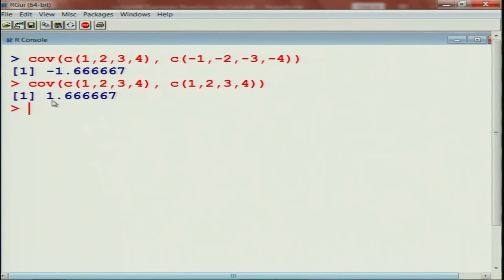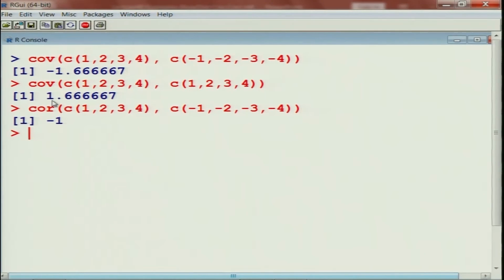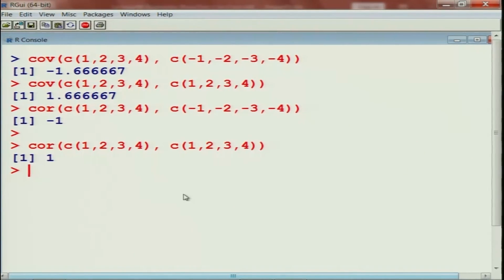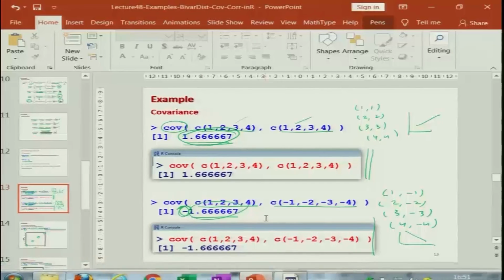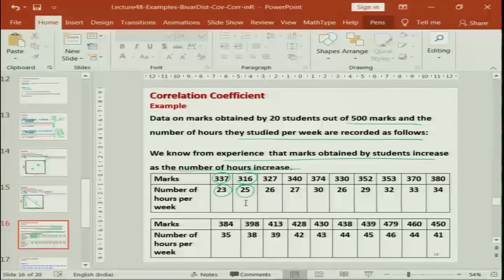Now the sign becomes positive. This is how the sign of the covariance indicates what is really happening, whether the trend is increasing or decreasing. Now, if I find the correlation coefficient between 1, 2, 3, 4 and -1, -2, -3, -4, it comes out to be -1. And if you find the correlation between the same set of observations, 1, 2, 3, 4 and 1, 2, 3, 4, you can see that this comes out to be +1. So, these are the cases of perfect linear positive and negative relationship.